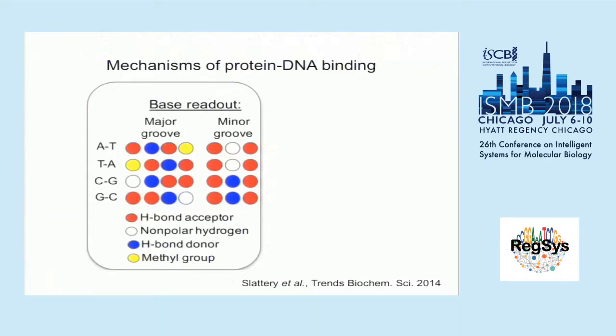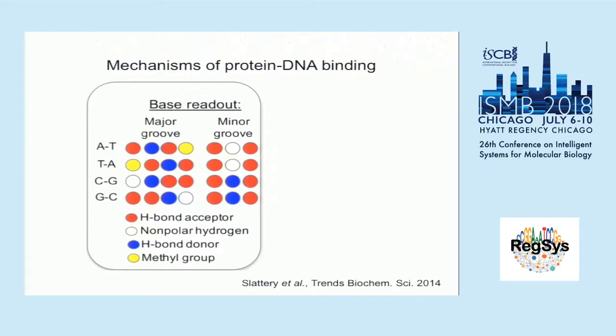Here are shown again the two readout modes that transcription factors use. On the left side, base readout: these are the functional groups, either in the major groove or in the minor groove. And these different colors are acceptors, donors, or hydrophobic methyl groups. You see that for each of the base pairs there's a signature that can be recognized in the major groove, whereas in the minor groove, proteins would not be able to distinguish AT from TA base pairs or CG from GC base pairs.